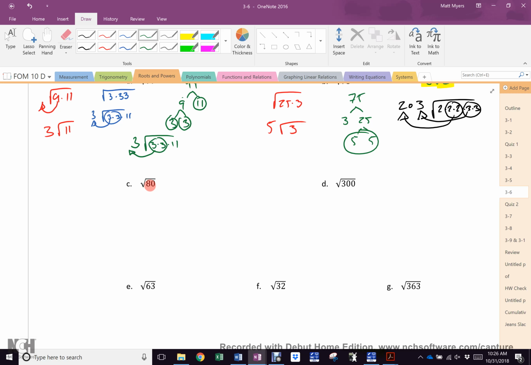So the red way is going to be hard for you guys. So we should try the blue or the green way, yeah? Ariana said, okay, she's going to do the blue way. She went 8 times 10. Any perfect squares there?